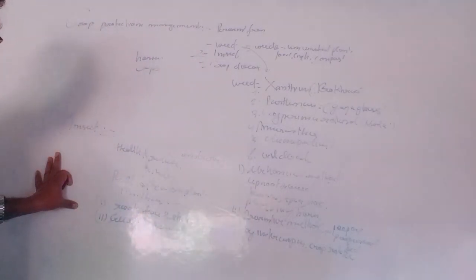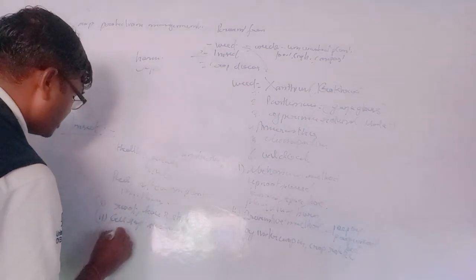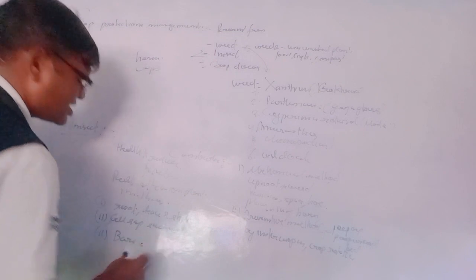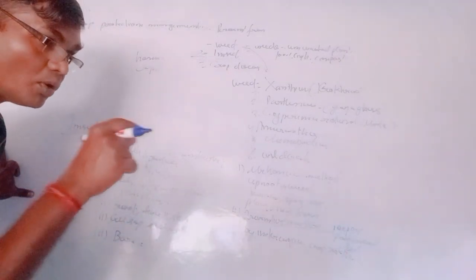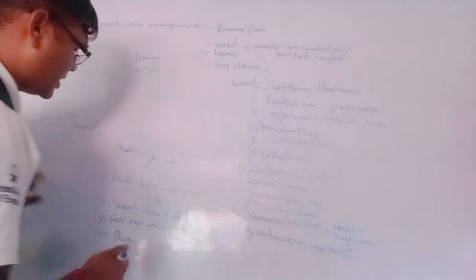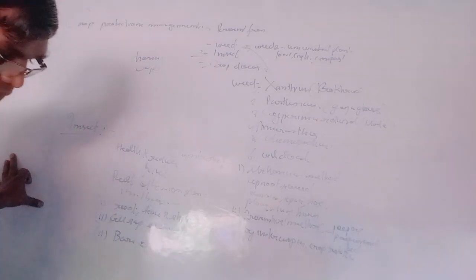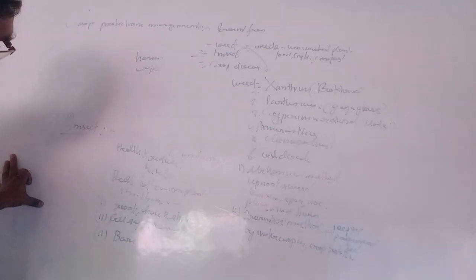So leaf cutters, stem cutters, and the third type is borers. Some insects make holes inside the leaves, inside the stems, and inside the roots. These are called root borers, leaf borers, and stem borers. These are pests.